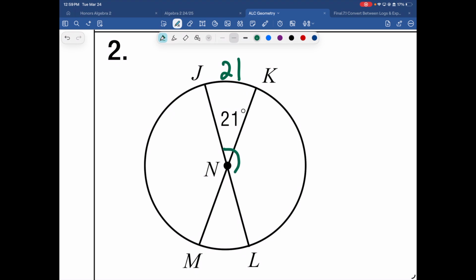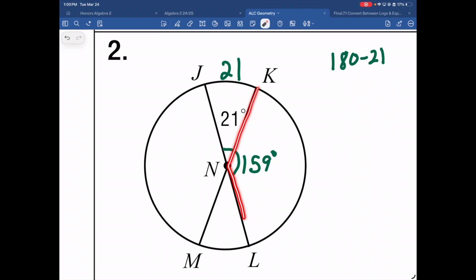I notice that these two form a linear pair. Everybody see that? They form a straight line. So if I take 180 minus 21, 180 minus 21, 159. I think that's what it is. That's 159 degrees. So that angle, that cone, creates that arc. So I can also put 159 out there.